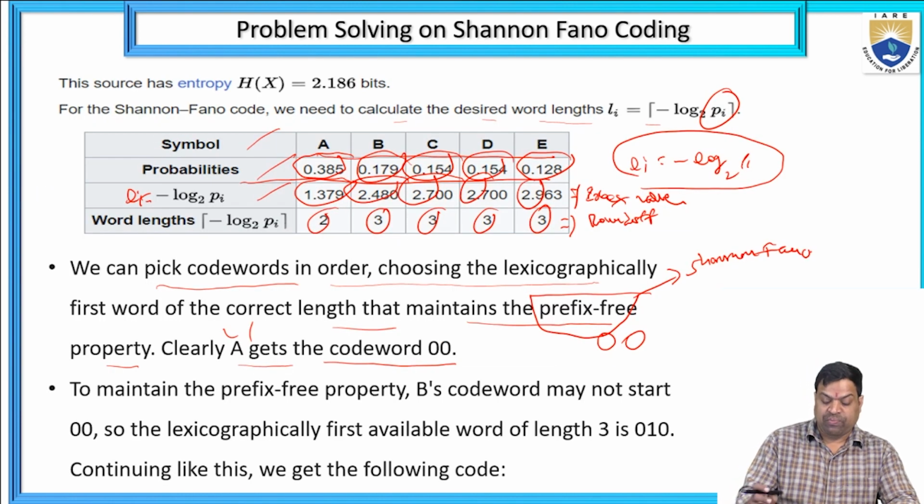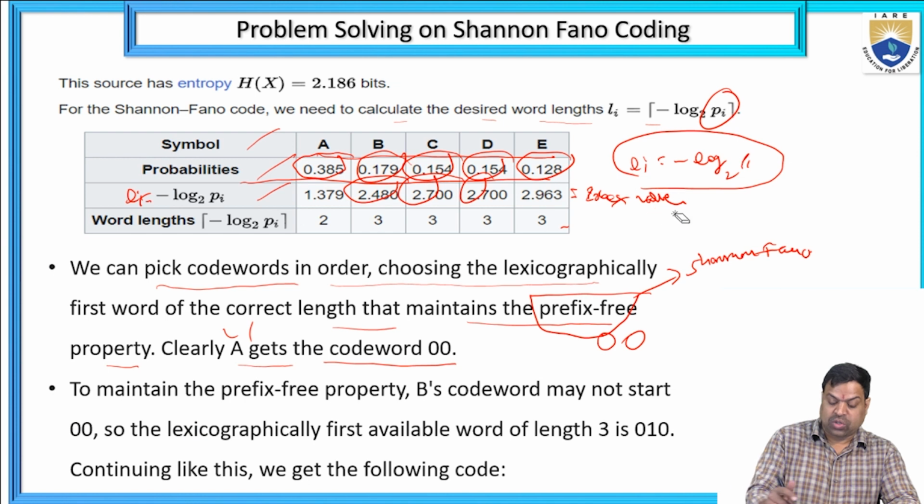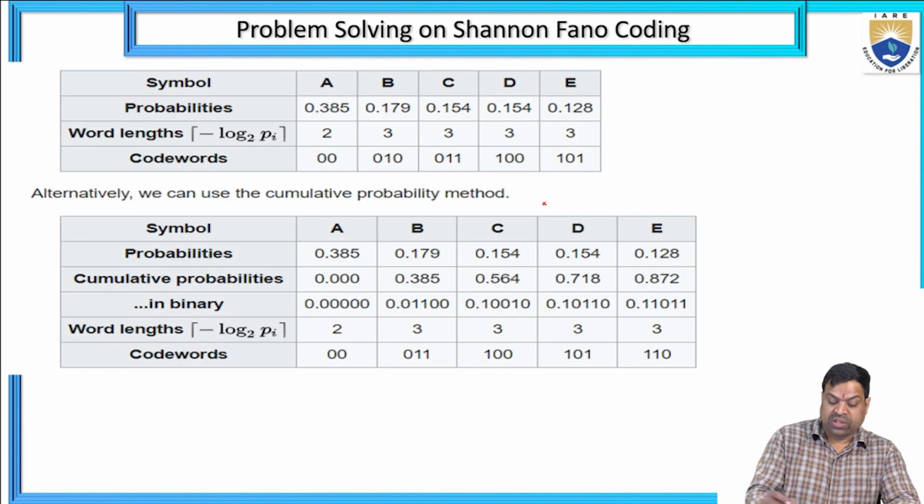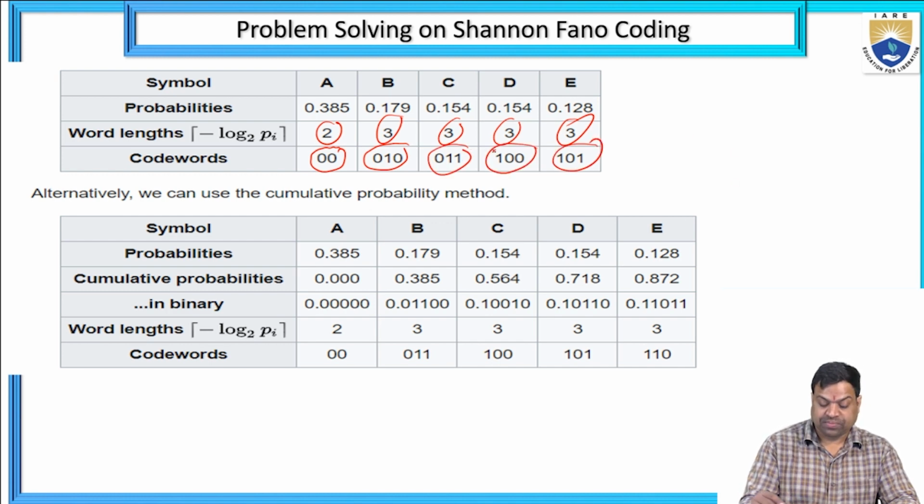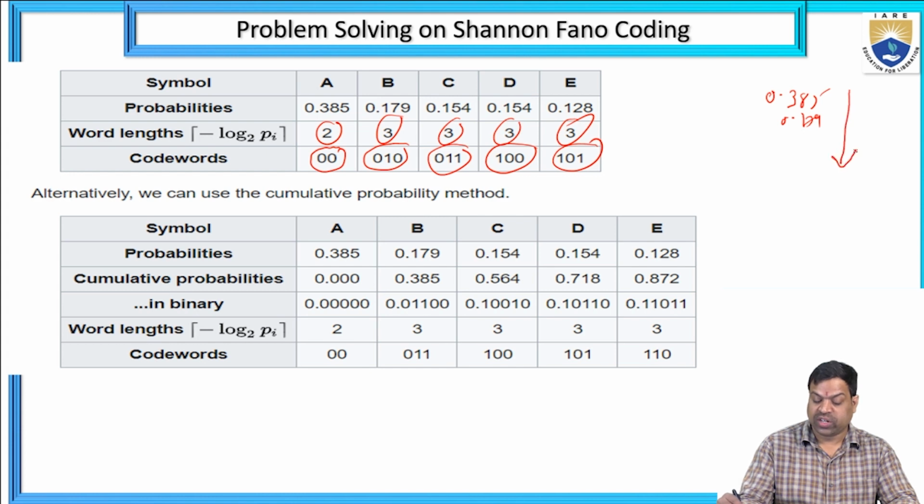So you can observe here, what is the code length? Here the code length is 2. Here 3, 3, 3, 3. So code lengths are 2, 3, 3, 3, 3. What is the code word? For 2, I am taking 00. What is the 3 value here? 010, 011, 100, 101. The probabilities are going from 0.385, 0.179, increasing to decreasing values. But here, for the code words, I am going from decreasing to increasing.